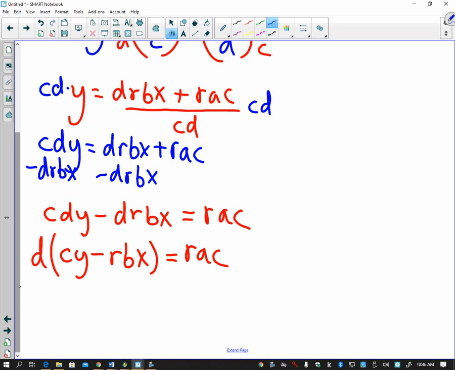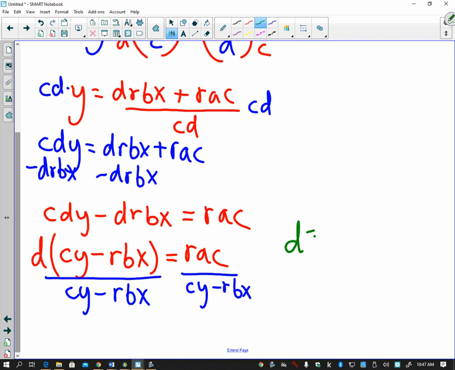Okay, what do we want to do lastly? Divide by CY minus RBX. Okay, so finally, D equals that solution, RAC over CY minus RBX.